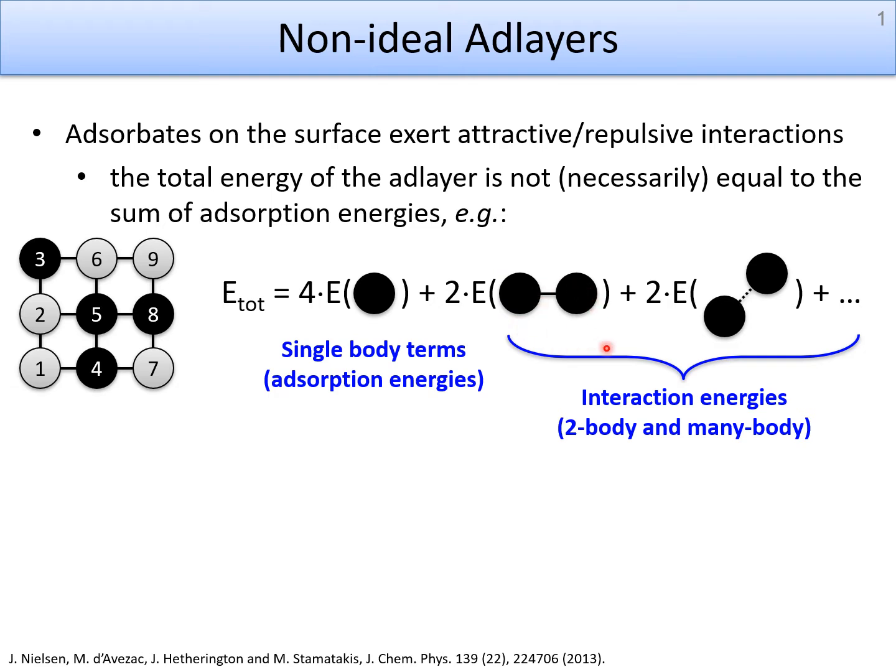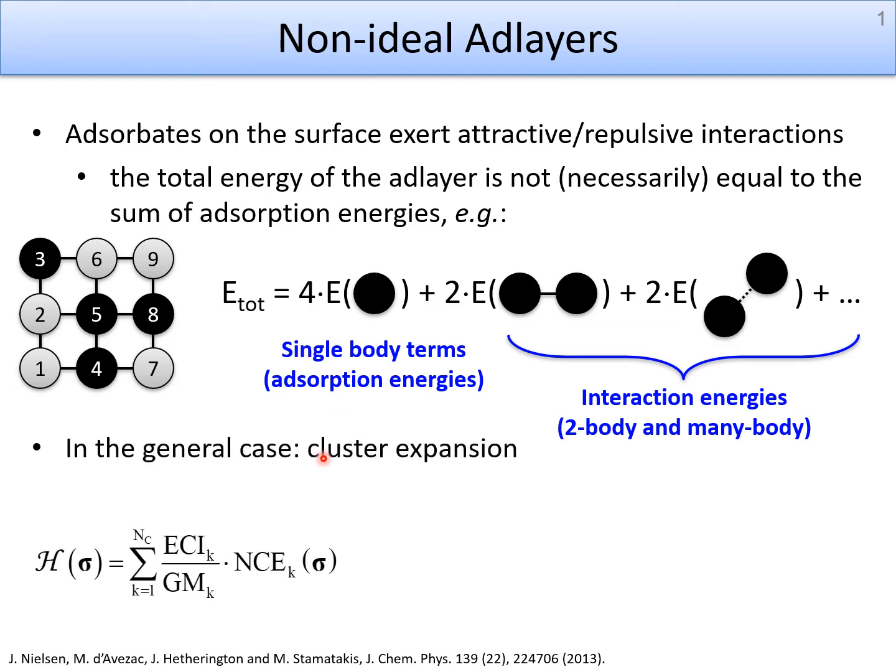So 2 body interactions like these ones here for the first nearest neighbor interaction. So we have 1, 2 first nearest neighbor pairs plus terms for the second nearest neighbor interactions. Again, we have 1, 2 second nearest neighbor pairs, etc. So these may be longer range interactions or many body terms that involve, for example, 3 adsorbates, etc. So in general, we can write an expression that gives us the total energy of the lattice.